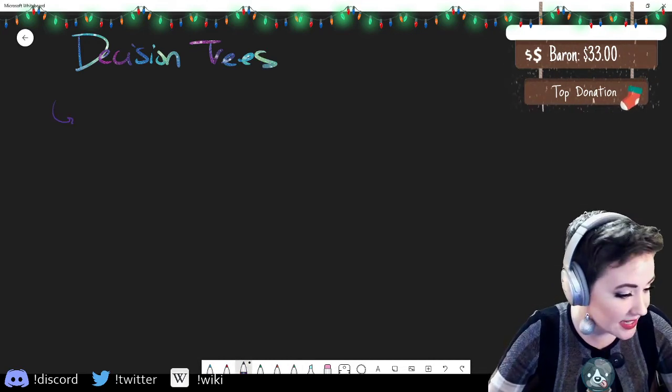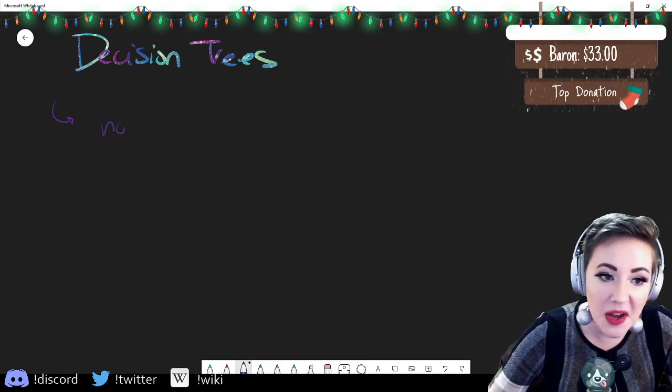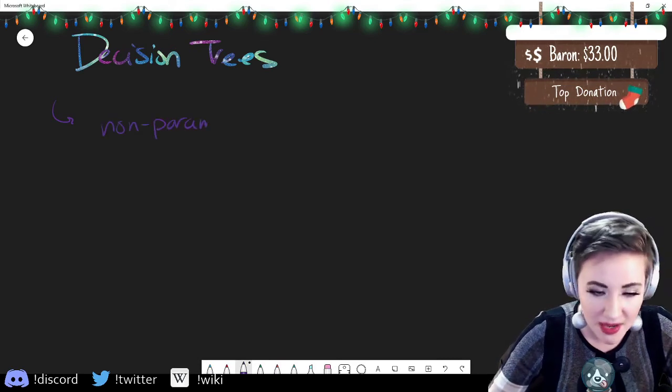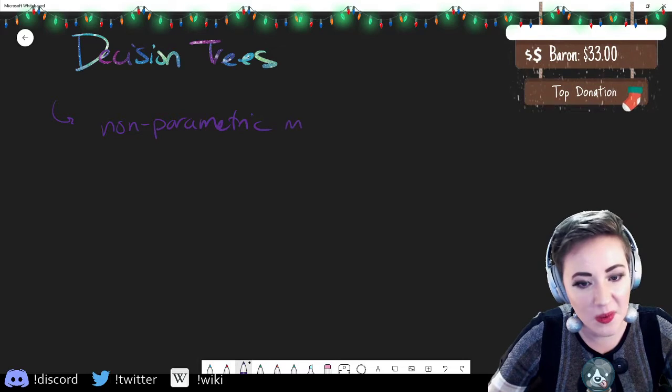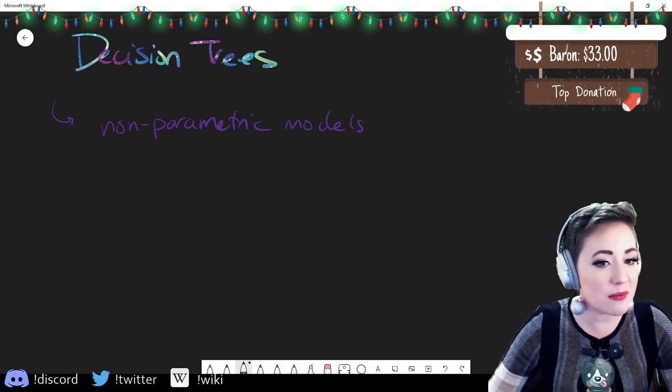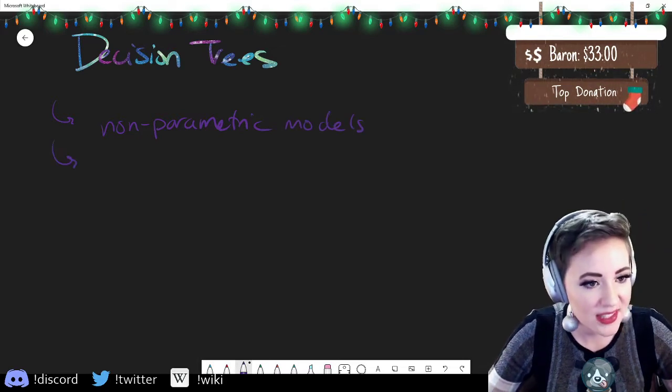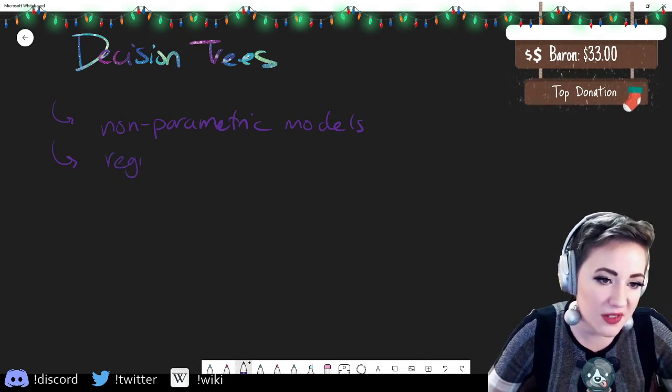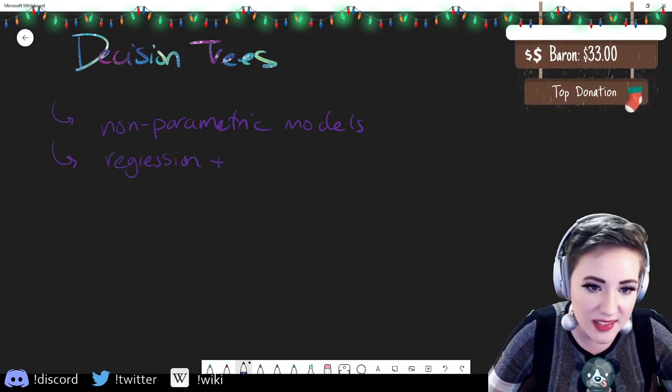Like K nearest neighbors, they are also non-parametric models. For those of you who are here for the start of the stream, they're not making assumptions about the distribution of our data. Decision trees can also handle regression and classification.